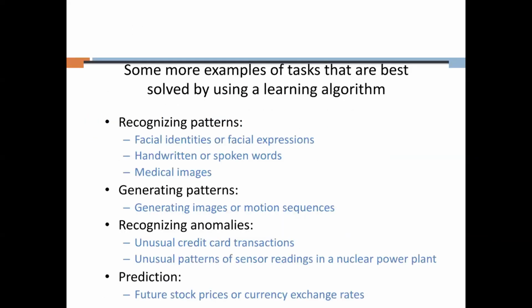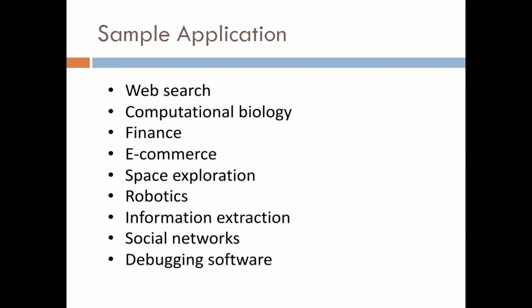Okay, so recognition patterns: facial identification, facial expression, handwriting, spoken words, speech recognition, you can go for HMM models, generative patterns, and we have probability kinds of concepts. Sample applications: web crawling, computational biology, finance, e-commerce, space exploration, robotics, information extraction, social networks, and debugging.